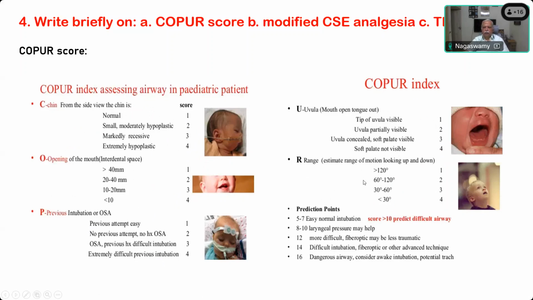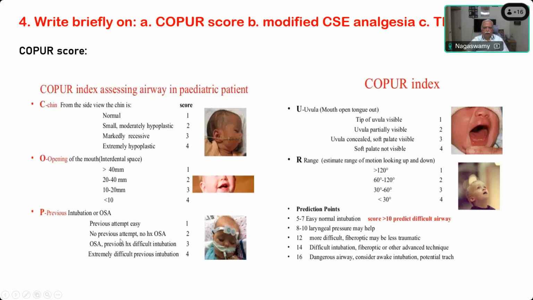And the range of neck movement, this is also taken into consideration. Once you have done this, all the things are given up to 4 points. But getting a higher mark in this examination makes you a more difficult patient. So the lesser the marks, you get a good patient. The higher the marks, you get a very bad patient. So 5 to 7 is easy intubation, and 8 to 10 you may require laryngeal pressure. 12 is more difficult, or fiber optic may be useful. 14, 16, all these are increasingly difficult conditions.